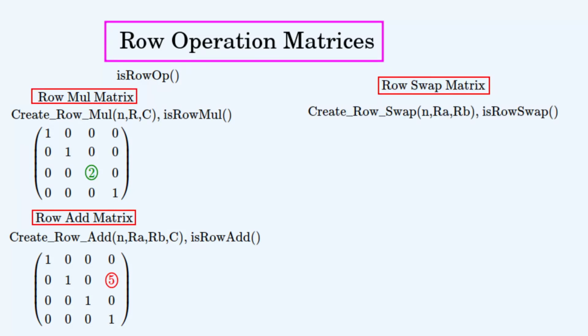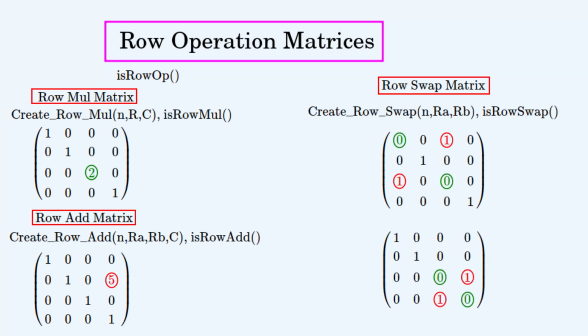And then finally, the third type of row operation is the row swap operation. This function swaps two rows. These are its corresponding functions. Here's an example of this sort of matrix. It is an identity matrix that has two 1s in the non-diagonal region and two 0s in the diagonal, so as to perform a row swap. These numbers are marked in red and green. And here's a second example. This matrix doesn't contain any other numbers other than 1 or 0.